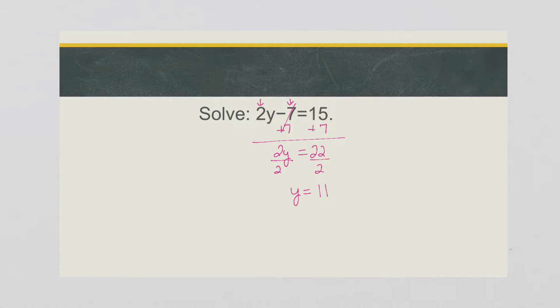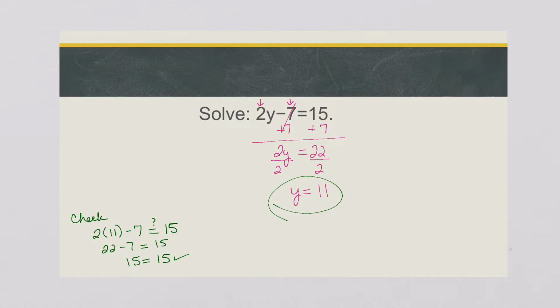And now you can check your work. So let's check this. So I want 2 times 11 minus 7, and I want to know, does that equal 15? 2 times 11 is 22. 22 minus 7 is 15. So I know that this is my correct answer.